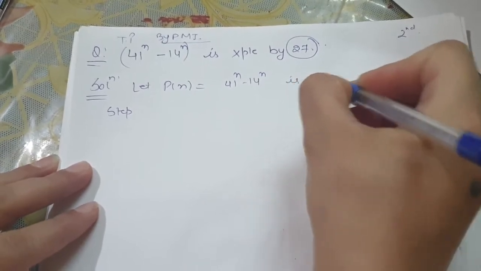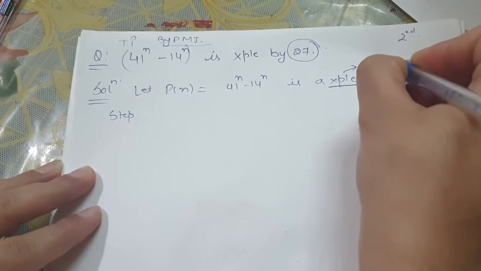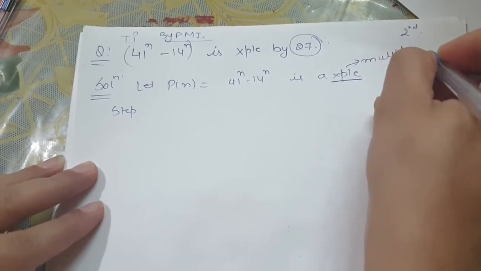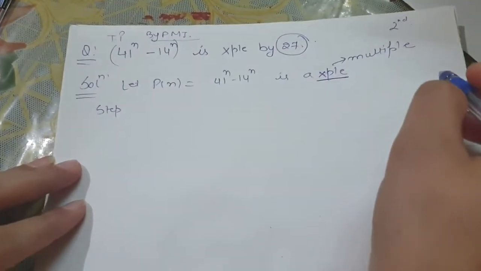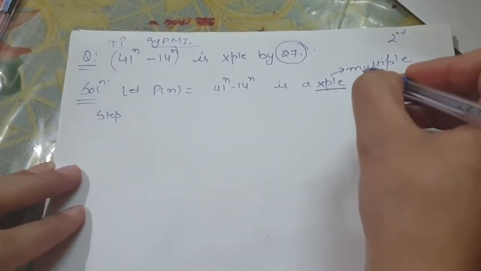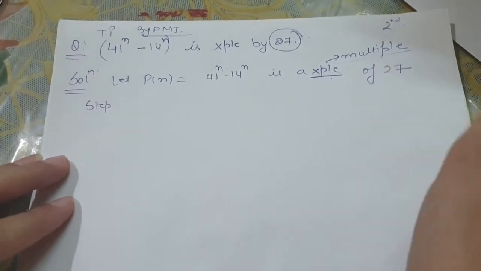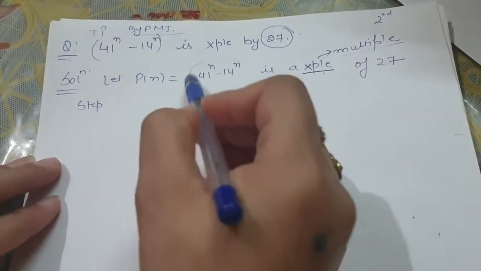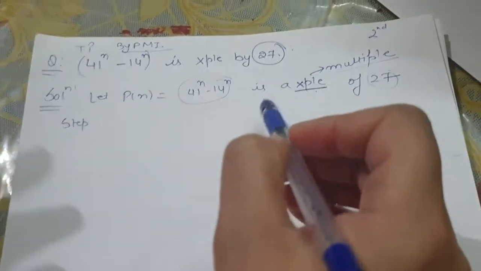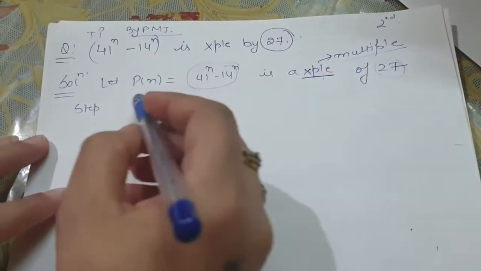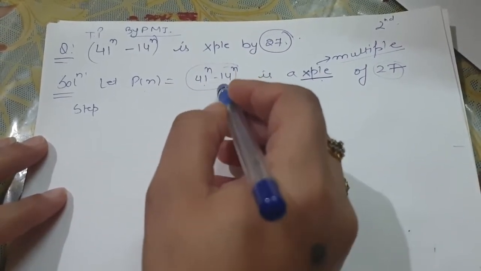This expression is known as a multiple. Actually, I have practiced shorthand for multiple, but you can't write like this. You have to write the complete word, multiple of 27. It means you have to prove this expression is a multiple of 27, meaning when you divide by the factor, you will get remainder 0. Fine. So P of n equal to 41 raised to power n minus 14 raised to power n is a multiple of 27.